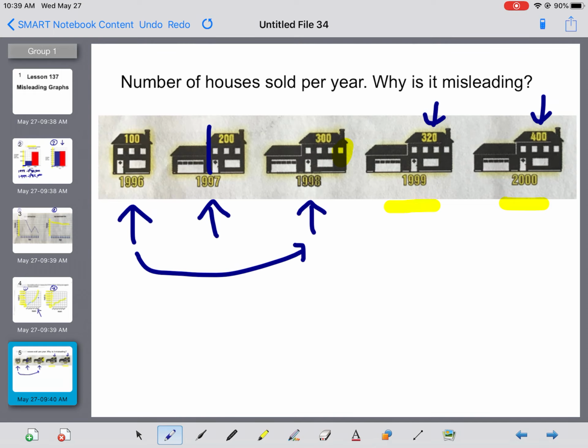And your exercises today will help you through that. There are going to be a few more misleading graphs for you to look at, and you'll have to figure out why they are misleading. And that's all there is to it. You know the drill. If you have any questions, let me know.